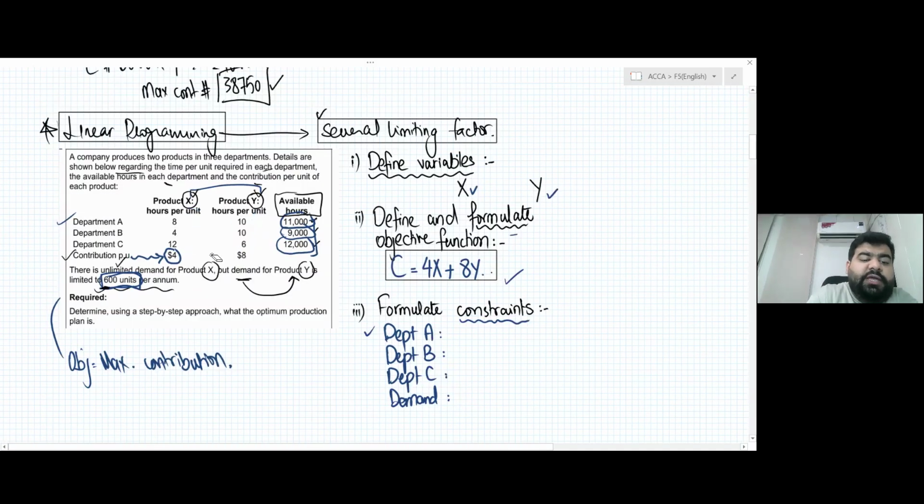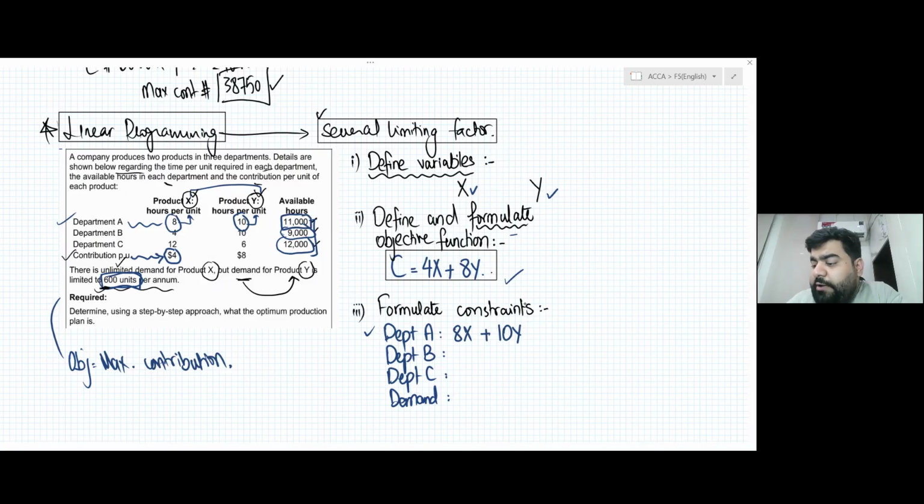If you see here in the question, for department A, you need 8 hours on X and 10 hours on Y, and your available hours are 11,000. So the formula you will make is 8x plus 10y.